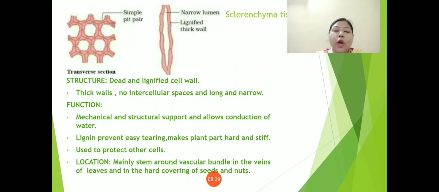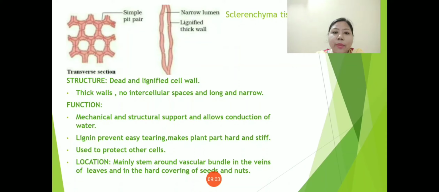That means the walls are deposited by a chemical substance called lignin. The cell wall is thick and there are no intercellular spaces. The cells are long and narrow. The main function of sclerenchyma tissue is to provide mechanical and structural support and allow conduction of water. Lignin prevents easy tearing, makes the plant's parts hard and stiff, and is used to protect other cells.